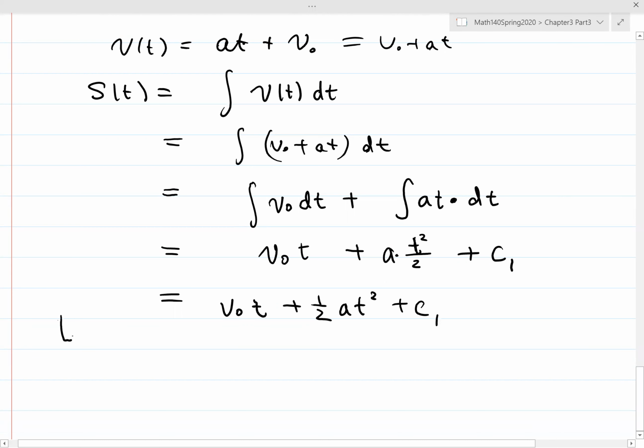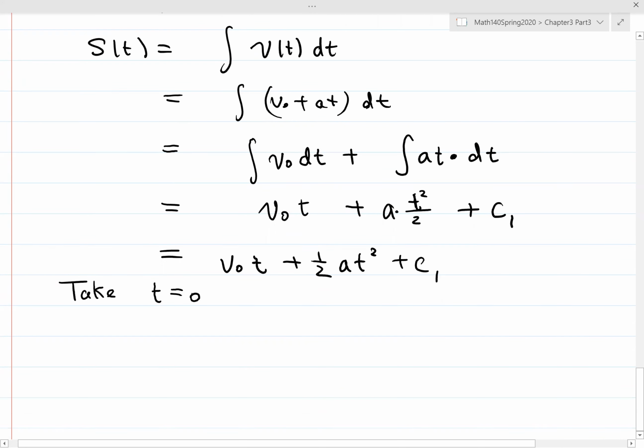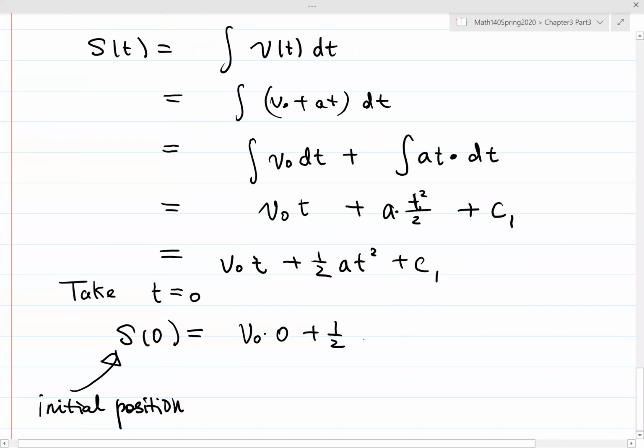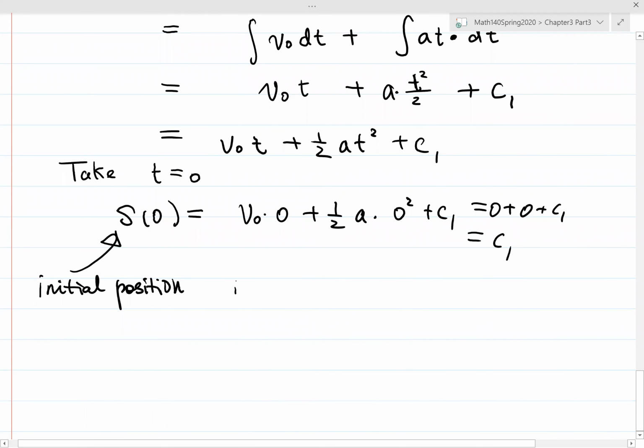Now, if we plug in t equals 0, the starting point, s of 0, the initial position, will be v0 times 0 plus 1/2 times a times 0 squared plus c1. So this is 0 plus 0 plus c1, which is simply c1. That is, the constant c1 is the initial position.